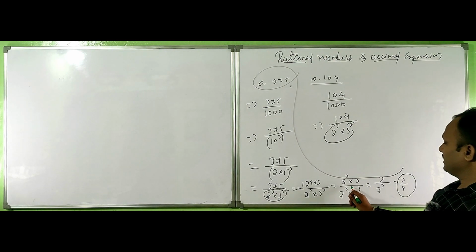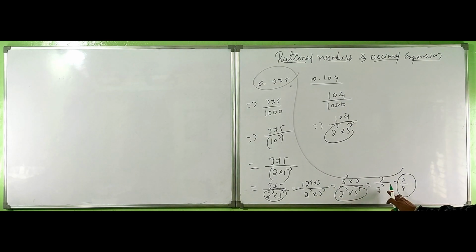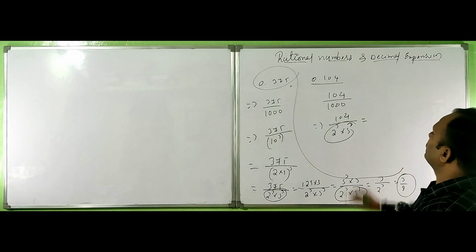Our motto here is only this 2 to the power 3. See, the 5 cubes get cancelled, and we get 3 by 2 cube. We got the 3 by 8. Similarly, we can do it for anything else here.